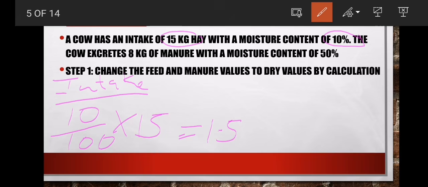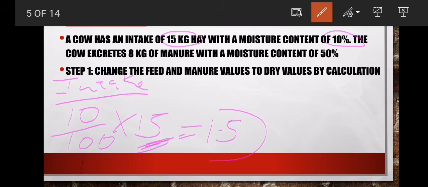But remember, in your formula, you need what? A dry material intake. So what does this mean, my people? It means we must remove the moisture from the total intake, which is 15 kg. Now you're asking yourself a question. How do I remove the moisture? It's simple. You will say the total intake minus the moisture in kg. What is our total intake here?